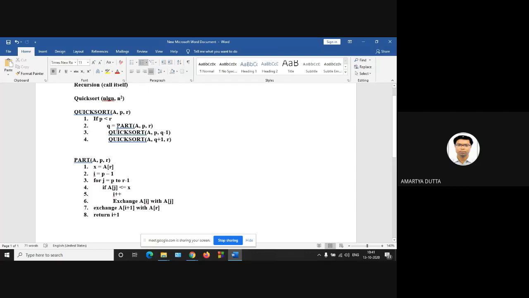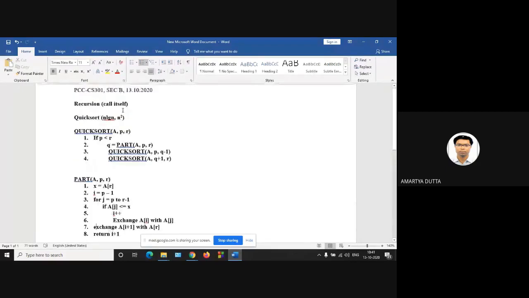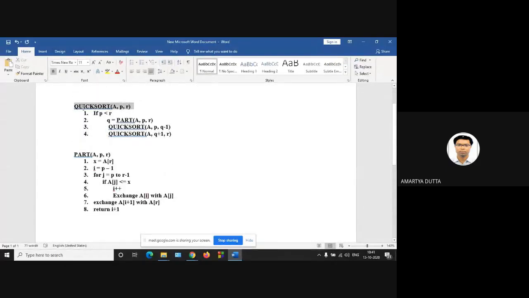So first of all, this is a good example of recursion. Why? Because this is the quick sort function. This contains three arguments. Your array capital A. Just 1 second.